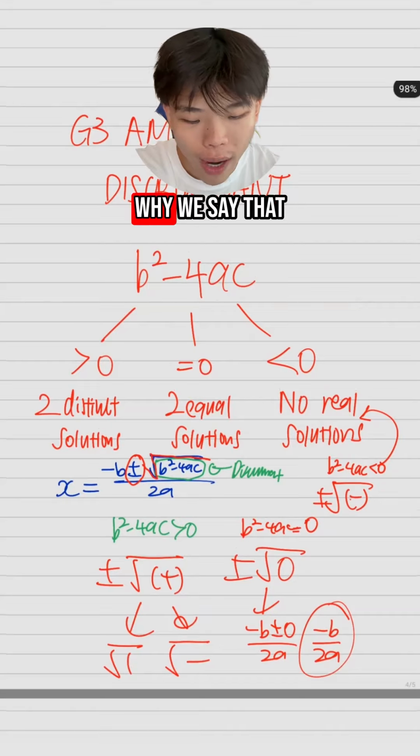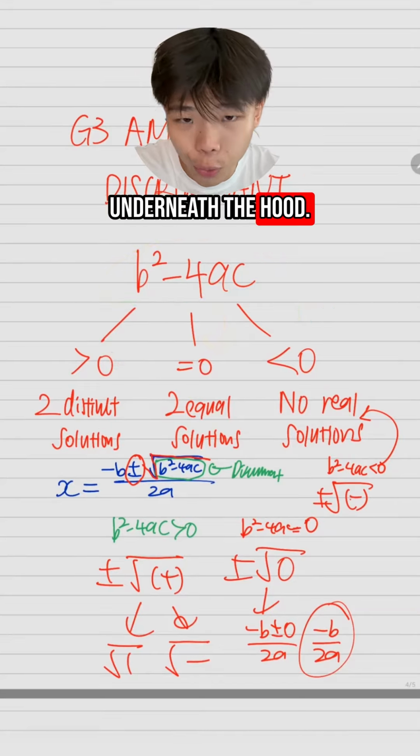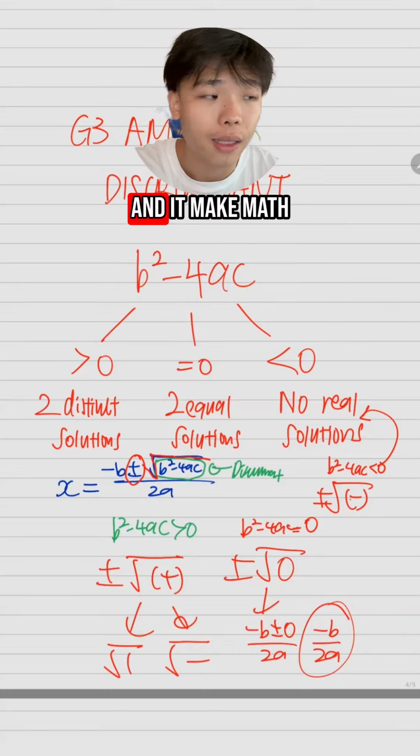So this is exactly why we say that the discriminant has 3 different scenarios, and this is actually what's happening under the hood. So I hope that this video made a lot more sense to you, and it made math make sense to you.